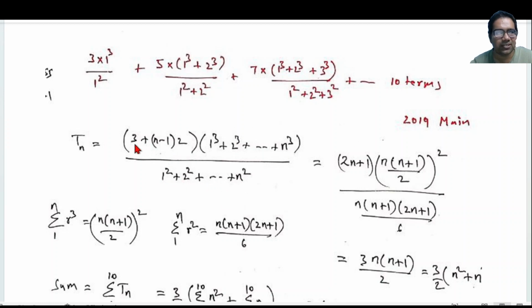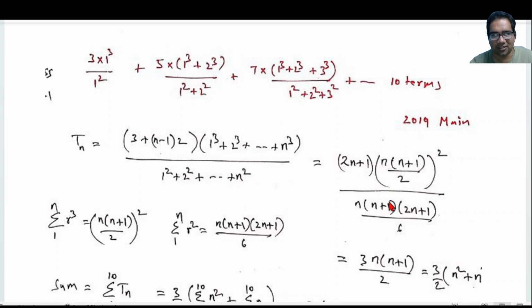Let us simplify this. 3 plus 2n minus 2 becomes 2n plus 1. That is 2n plus 1 into what is 1 cube plus 2 cube plus 3 cube, the sum of cubes of the first n natural numbers. We already know it is n into n plus 1 by 2, whole square. Similarly, the sum of squares of the first n natural numbers is n into n plus 1 into 2n plus 1 by 6. That we also know. We are just talking about the nth term in terms of n, not the overall sum.